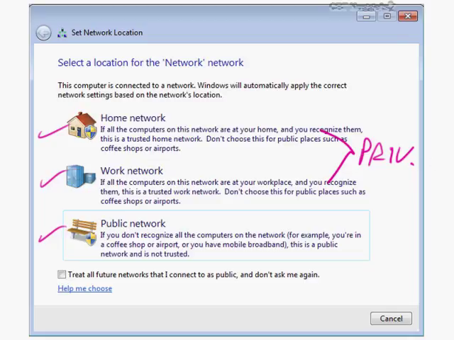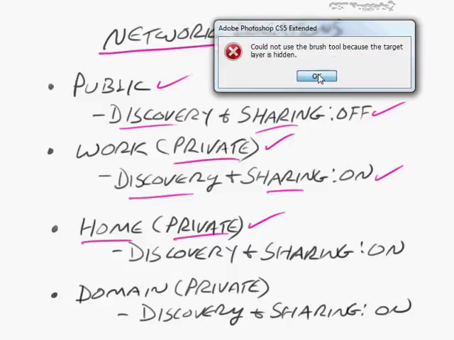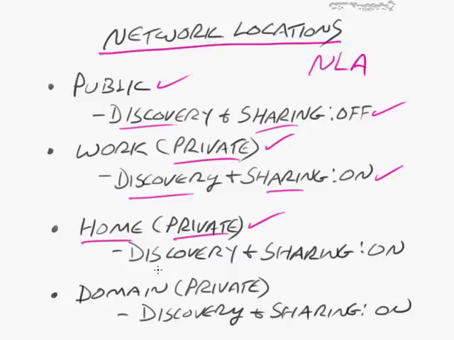Okay. Now, once you have made that decision for the home, again, you're going to be put into the appropriate location, as you can see here. Discovery and sharing will be turned on. And then the one that I said is not on there is the domain. If it identifies that your computer has authenticated to a domain controller and you're on a domain subnet, then it will automatically just put you into the domain network. And this will also be the same setting. It's all private. And again, discovery and sharing will be turned on and available.